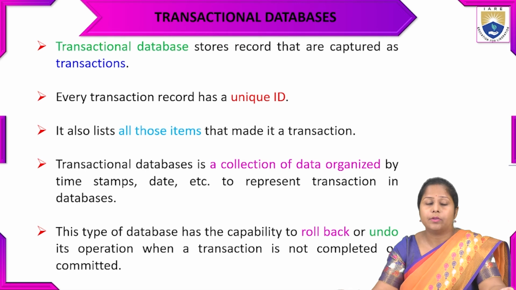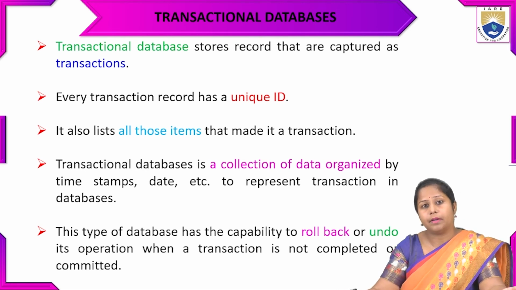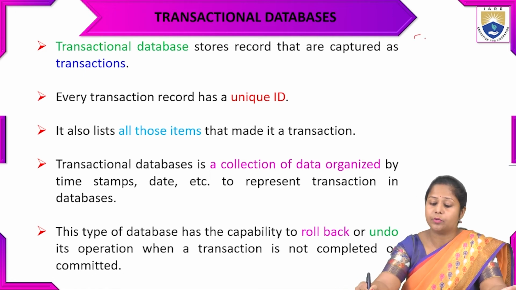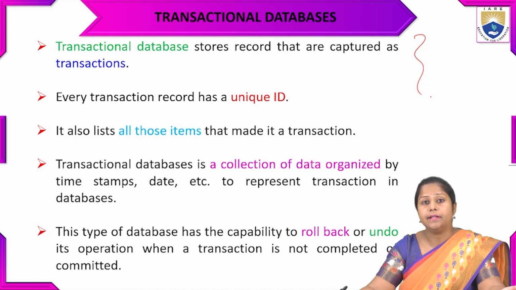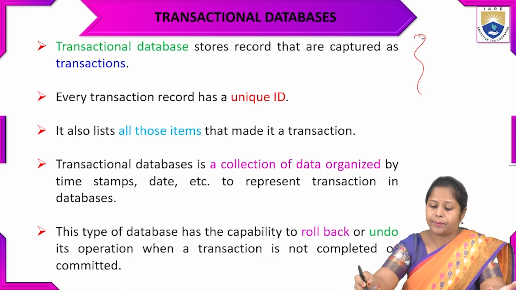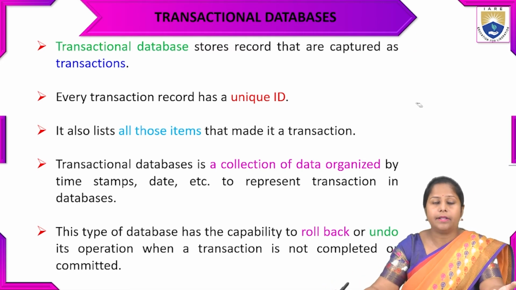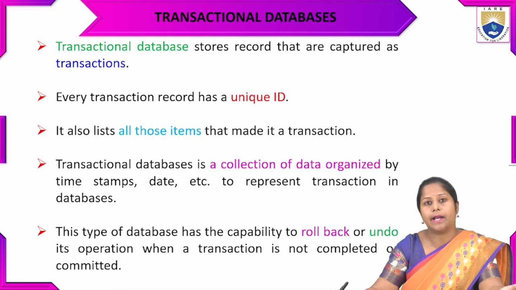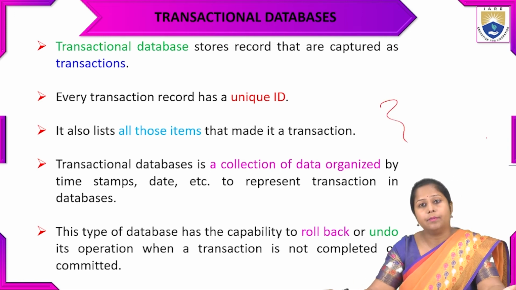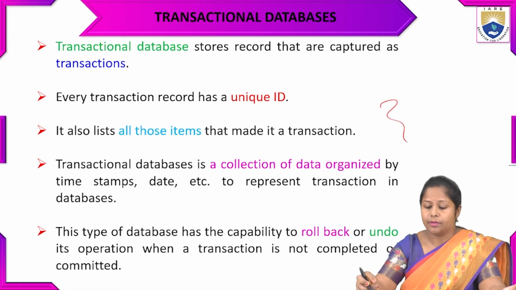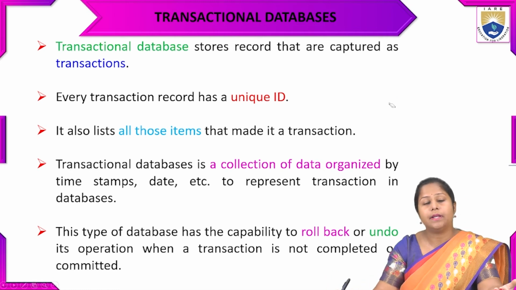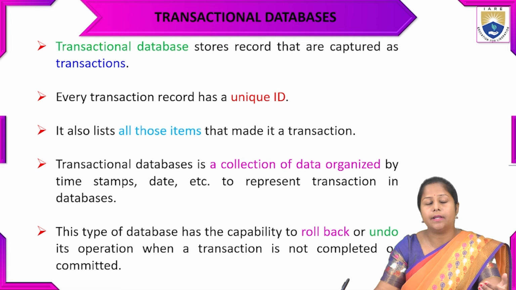Transactional databases. Some transactional data is there in the platform. What is transactional data? Transactional data stores records that have been captured as a transaction. All the finance related data, all the transaction related data, is the transactional type of data. Every transaction has a unique ID to identify each transaction. It also lists all the items that made it a transaction, separating one transaction from other transactions.